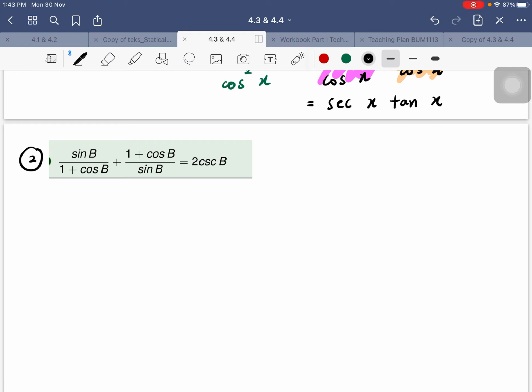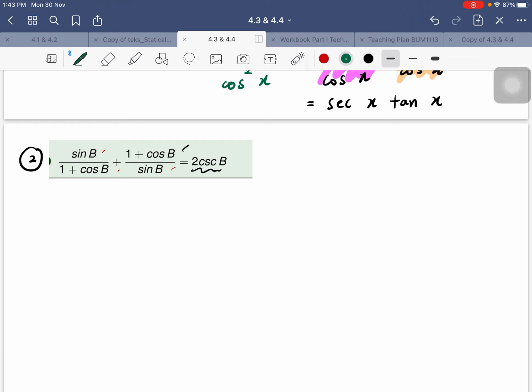I'm going to adopt the same idea for this one as well. Which one is more complicated? I noticed that the fraction ones are more complicated. I have 2 fractions, one fraction plus another fraction, and what I'm going to do is simplify it to become 2 cosine of b. First of all, we have to make sure everything is in terms of sine and cos. There's nothing to do for this case because everything is already in terms of sine and cos, so we don't have to bother with that anymore.